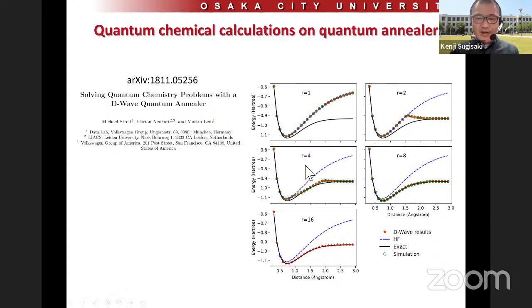If we increase the R, the result obtained from this machine almost overlaps with the exact or full CI result. So we can easily expect that if the spin orbital is very large, and we have to take into account many entanglements between the determinants, we have to increase this R. But anyway, for small molecules, we can perform the quantum mechanical calculations by using a quantum annealer.